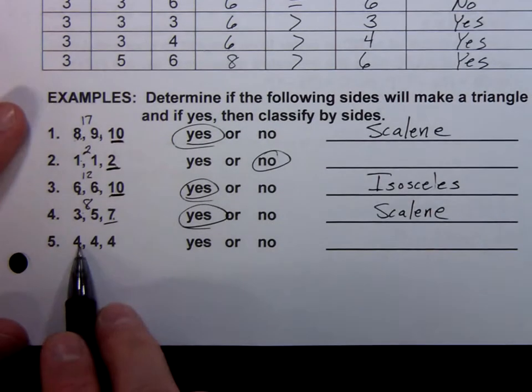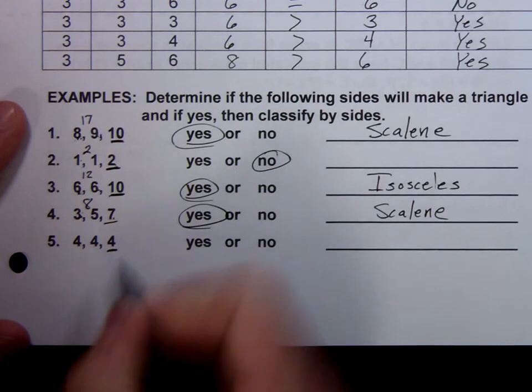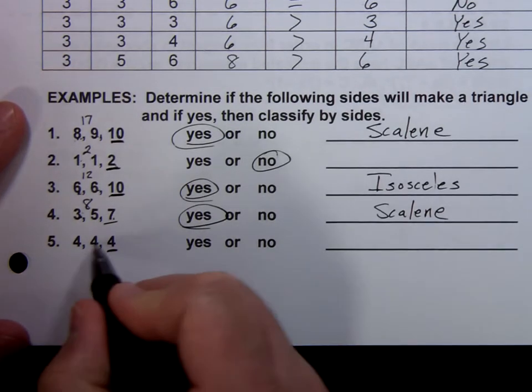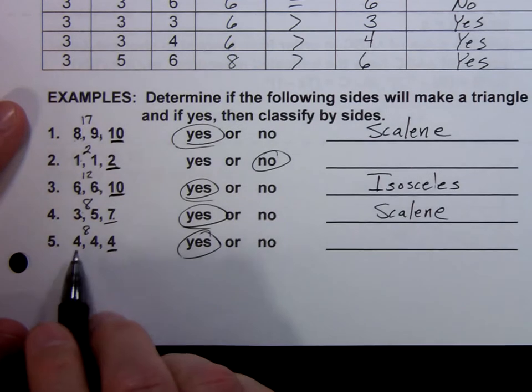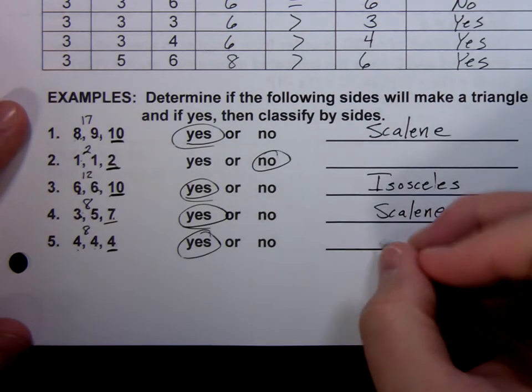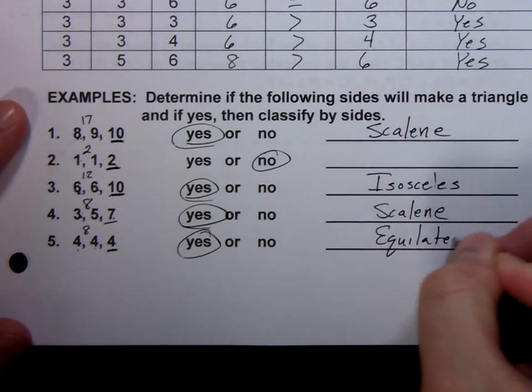And then here, there's not one side that's really longer than the other, so whichever one you want to make the longest side doesn't really matter. 4 plus 4 is 8. That's going to be greater than that third side. Yes, you can make a triangle, and since they are all the same, that makes this equilateral.